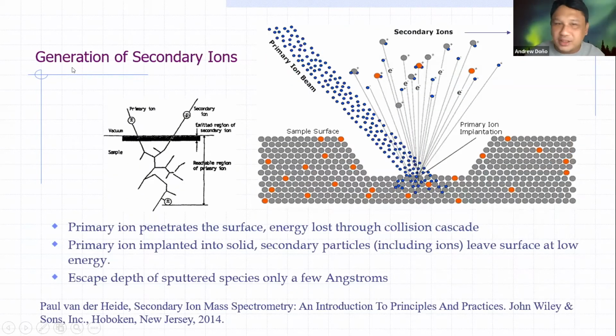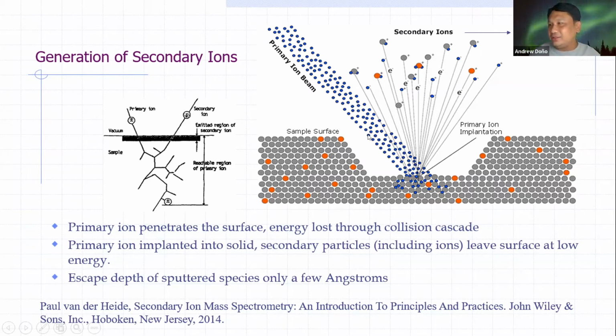So let's go to the generation of secondary ions. If we have primary ions in this diagram, so this is the surface of the sample, and this is the primary ion beam, which penetrates the surface, then energy is lost through a collision cascade. So in this surface, we have a collision cascade. Then the primary ion is implanted into the solid. So the blue circle there, the primary ion is implanted. Then secondary particles including ions leave the surface at low energy, usually less than 1% of the total energy of the sputtering phenomena. Then the escape depth of sputtered species is only a few angstroms.